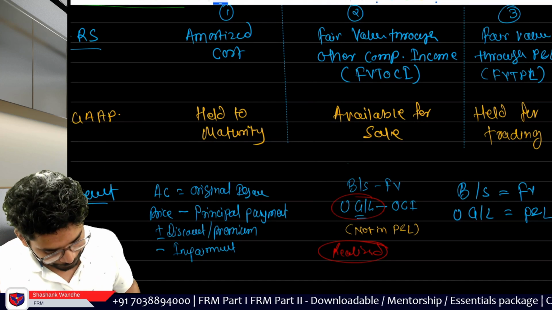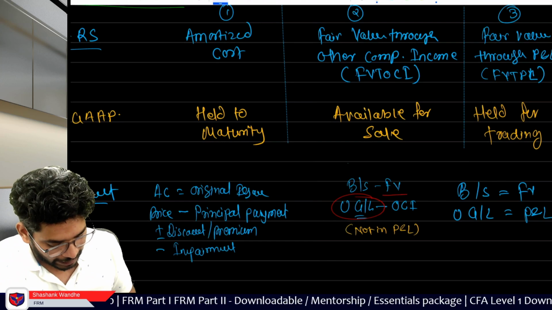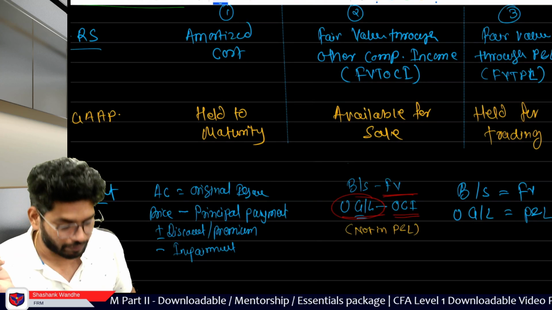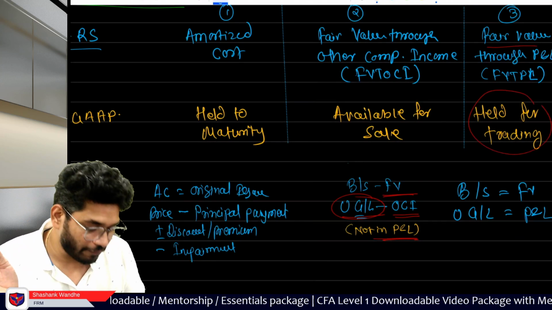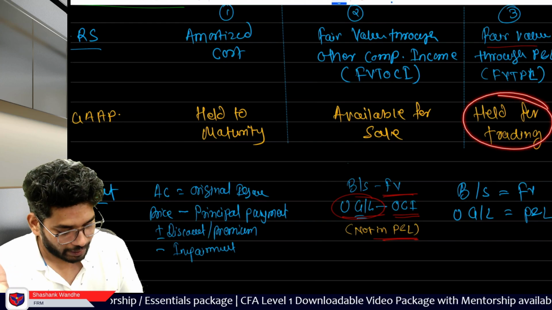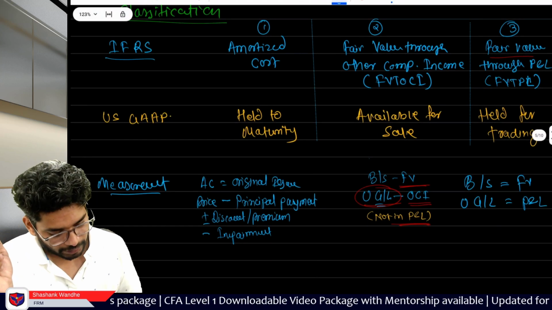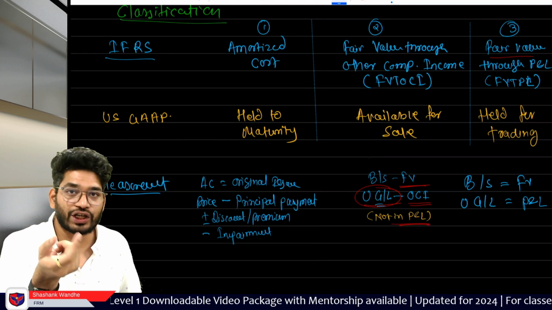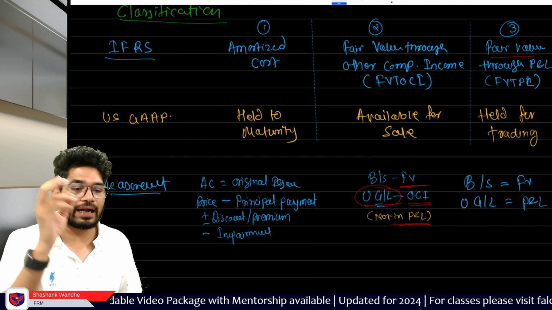For the unrealized gain in the available for sale security, it will be in the balance sheet. It is fair value treatment, so it will be carried at the fair value. And the unrealized gain will come through other comprehensive income and not in the P&L. Now, held for trading, also known as fair value through P&L in the IFRS. For this classification of securities, we will carry the securities in the balance sheet at fair value, and for the unrealized gains or losses, the treatment is in the P&L.